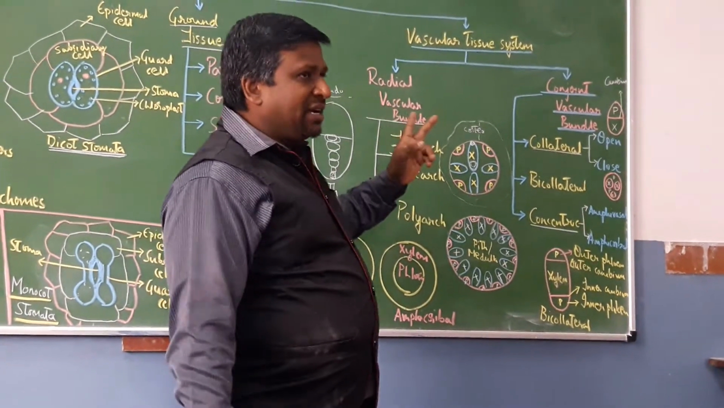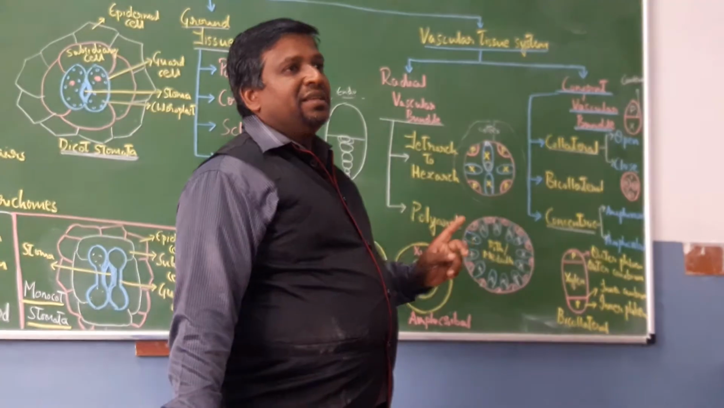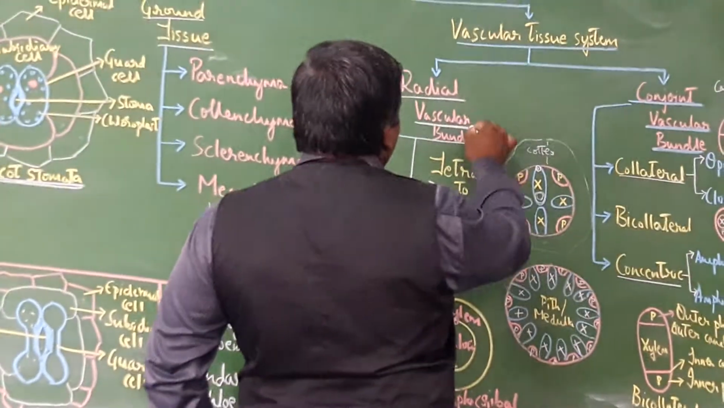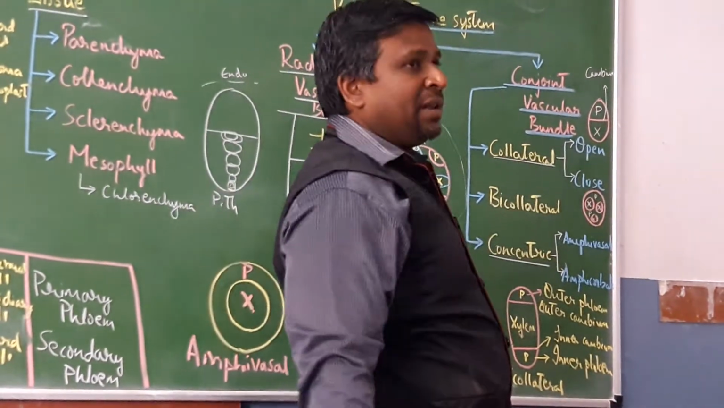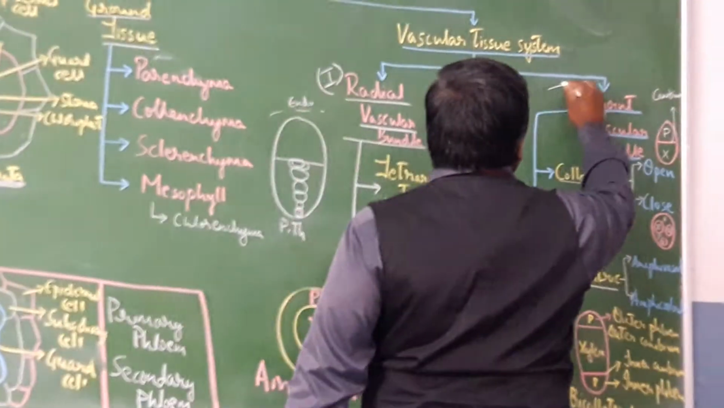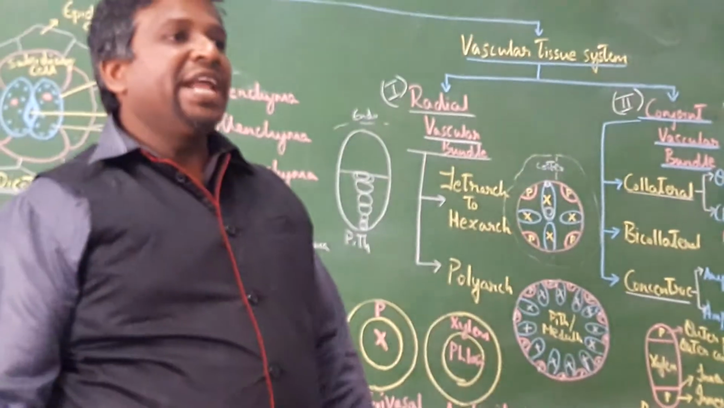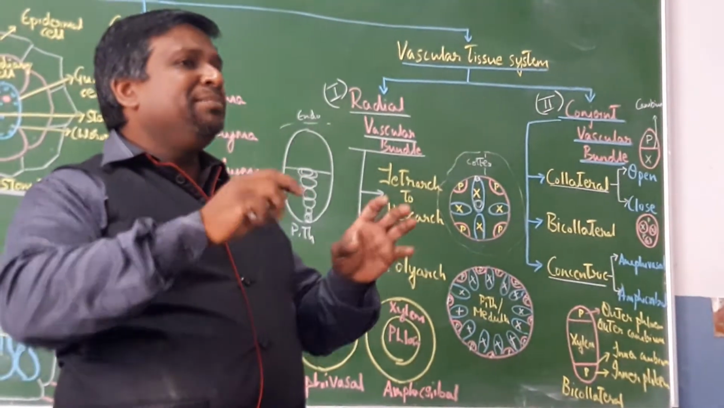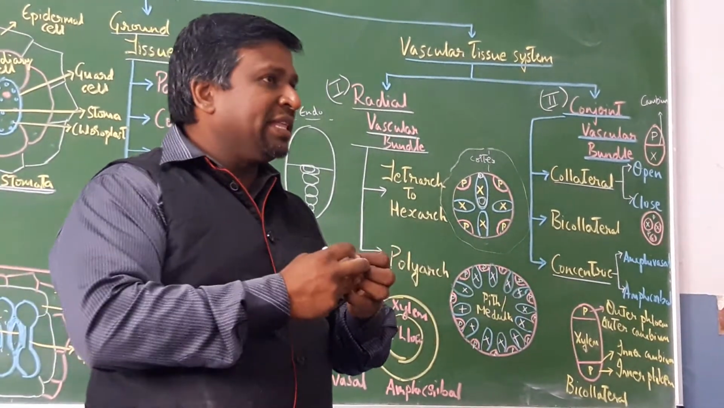See, vascular bundles or the vascular tissue system are of two types: radial vascular bundle and conjoint vascular bundle. They are the two types. In the radial type, xylem and phloem will be present separately. They are not present together.